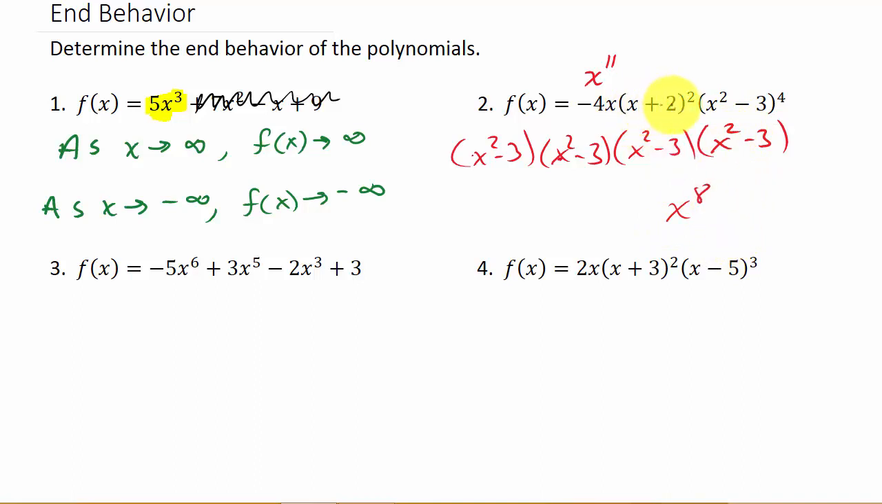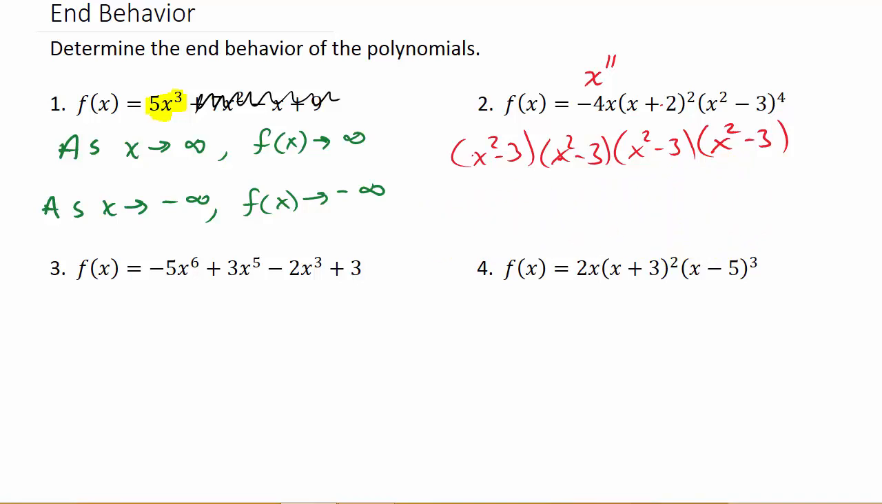And then x plus 2 times x plus 2, when I multiply those x's, gives me an x squared, so that makes this an x to the 10th. And then times this x, x to the 1st, remember you add the exponents, so that gives me x to the 11th.